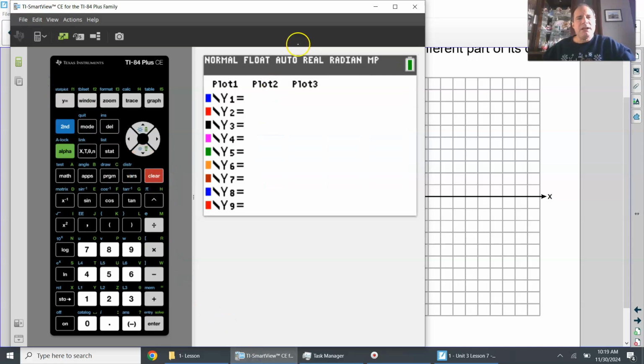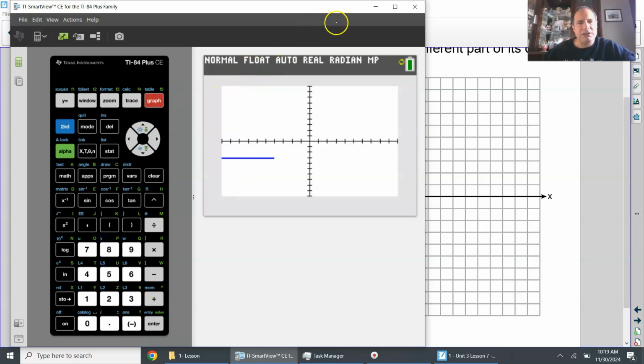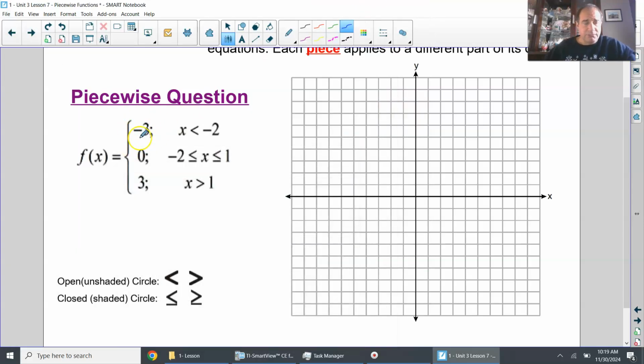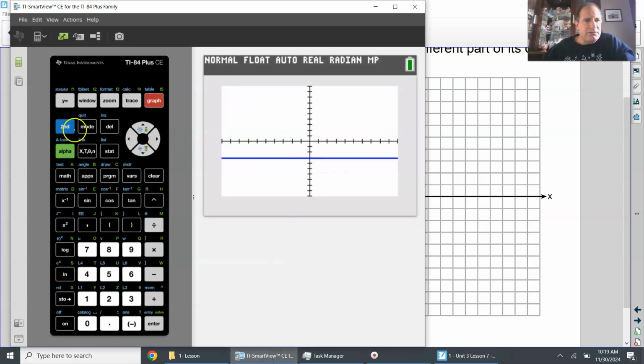So we're going to clear this out, and we are going to graph y equals -3 first. And that's the horizontal line of -3. So we're just going to go y equals -3, or f of x. I should put f of x because they're not going to put y. The first graph is f of x equals -3 at x is less than -2. So notice that that's the horizontal line there.